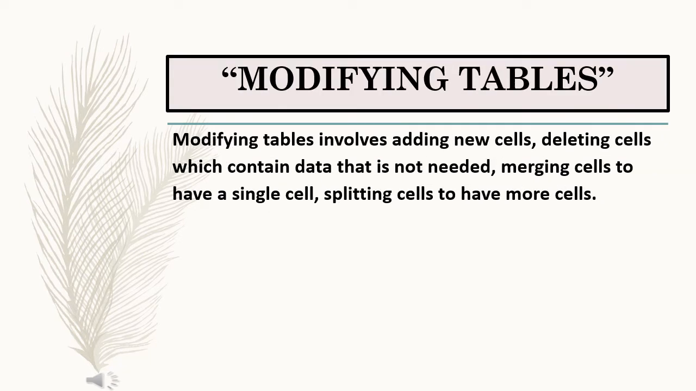Modify tables. Modifying tables involves adding new cells, deleting cells which contain data that is not needed, merging cells to have a single cell, and splitting cells to have more cells. Let us study these modifications in a table.